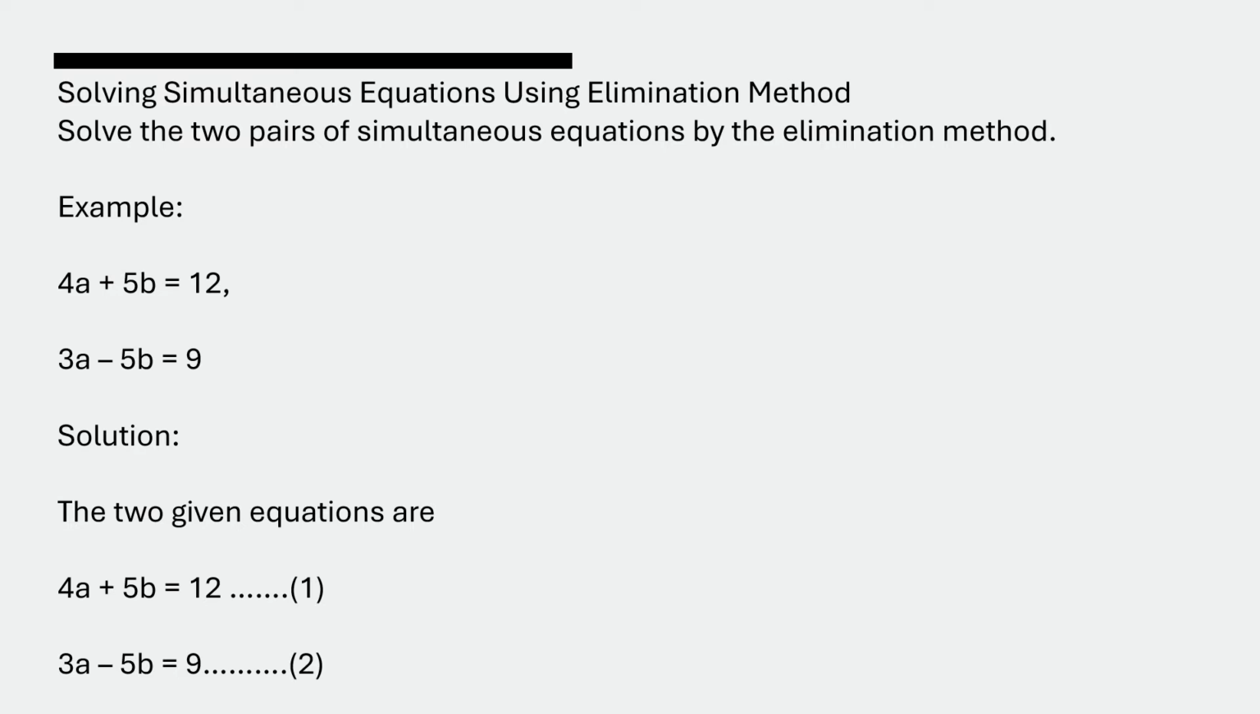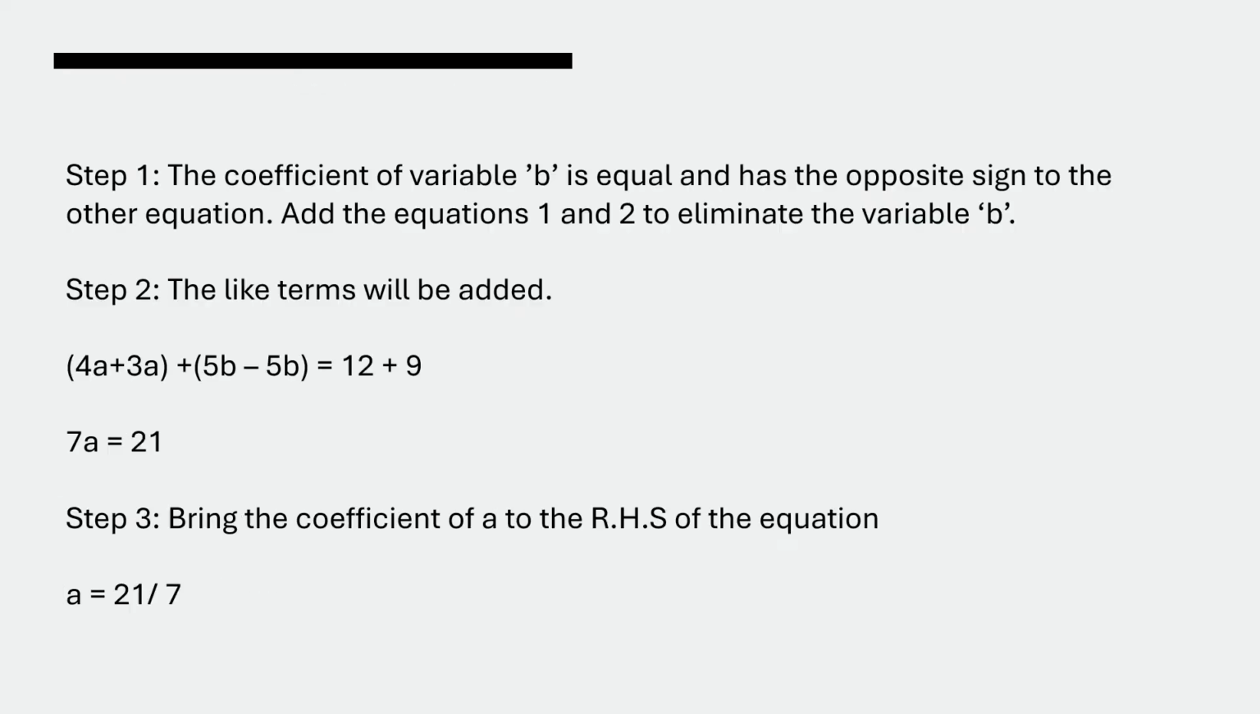You are given two simultaneous equations. The first equation is 4a plus 5b is equal to 12 and the second equation is 3a minus 5b is equal to 9. Here, first of all, we are using the elimination method to solve these equations. We have to find the values of both a and b. That is our task here. So just number the equations as 1 and 2. The first equation is equation 1, and the second equation is equation number 2.